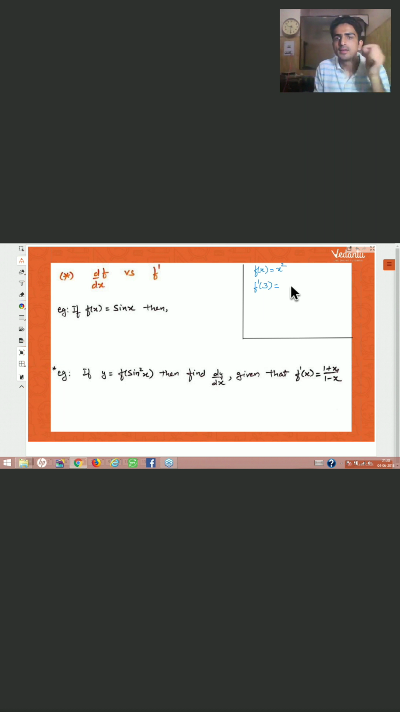Okay. f dash at 3 is the notation for the derivative of f when x is 3. That is, first you differentiate it. First you differentiate it. Now what is the derivative of x square? It is 2x.